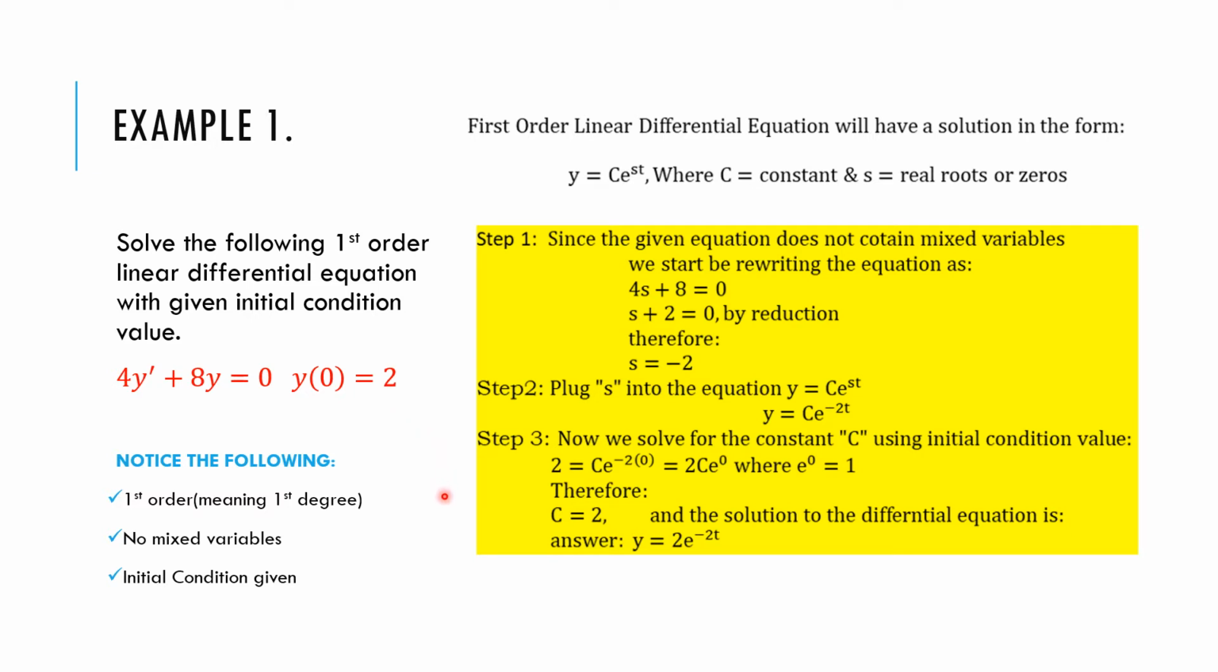Now, that's about it for this first example. It's a much easier one because you did not have any mixed variables, so that was the direct. You didn't have to do any variable separations. And next, we are going to move into the second example, which contains mixed variables.